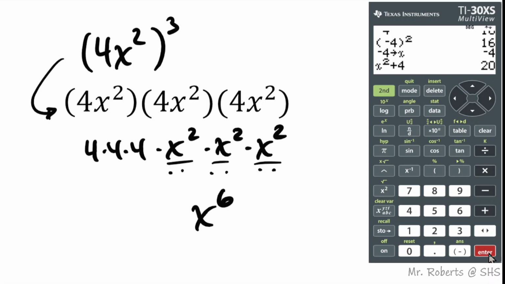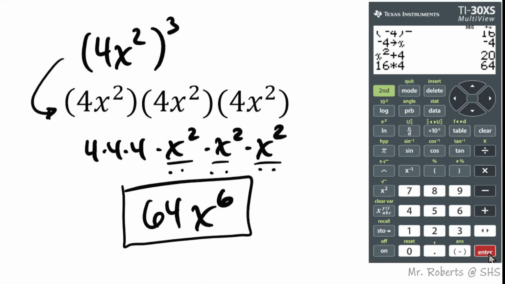4 times 4 is 16, and 16 times 4, is that 64? 16 times 4 is 64, yeah. So 4 to the third power is the number 64. So I guess I'd leave this as 64 times x to the sixth power. 64x to the sixth. They're the same.